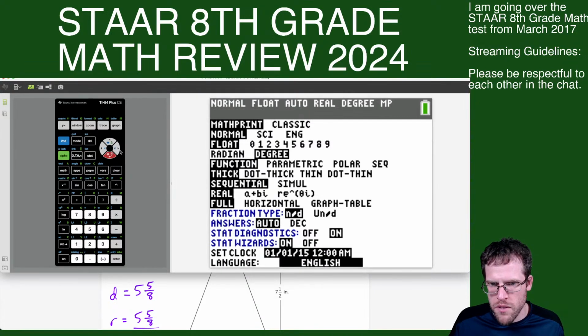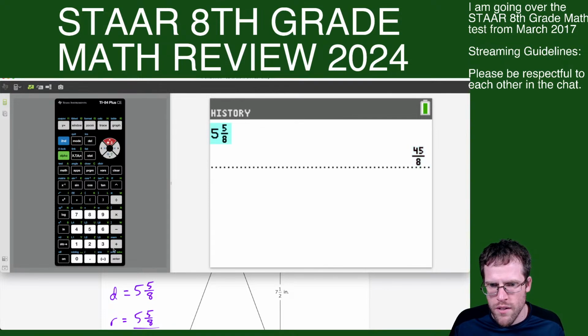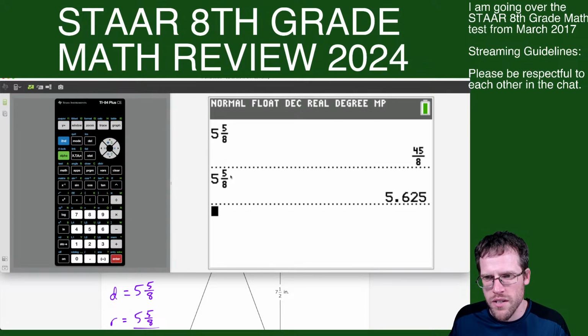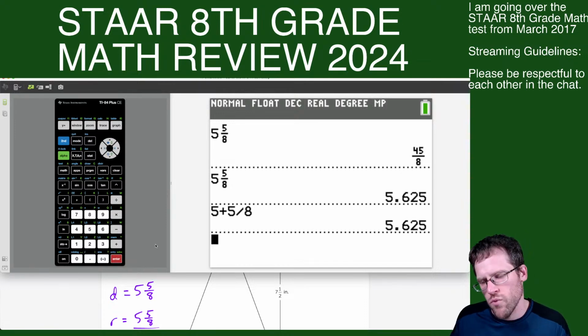So answers, put them in decimal form. I'm just curious if this works. It does work. All right, so we can write mixed numbers on the main screen. Just write the fraction first, then the number to the left. Or just know 5 5/8 is the same thing as 5 plus 5/8. This is realistically easier to do, but that just looks cooler. So, all right, that's the diameter, so the radius is half of that.